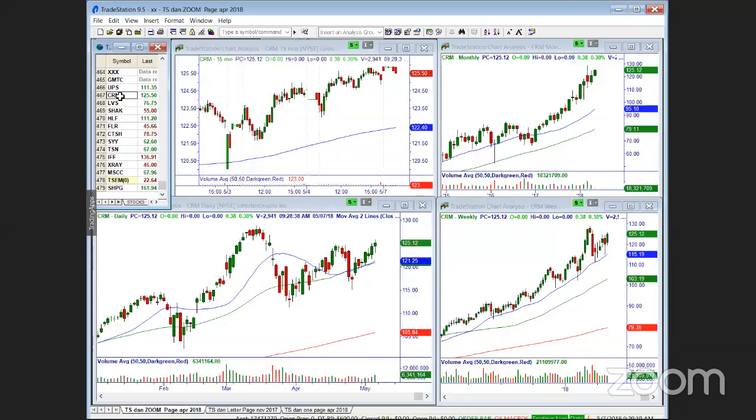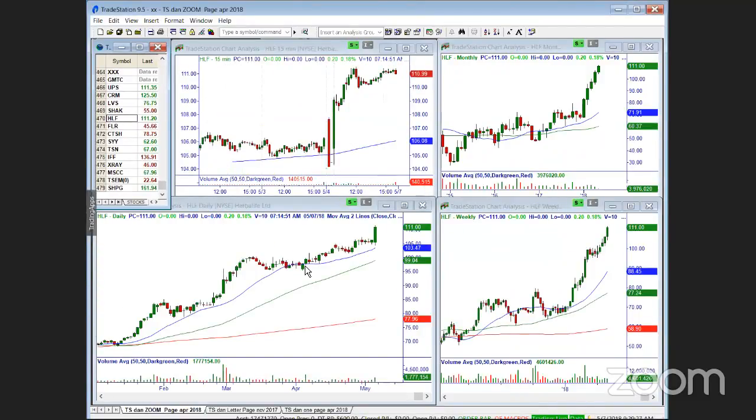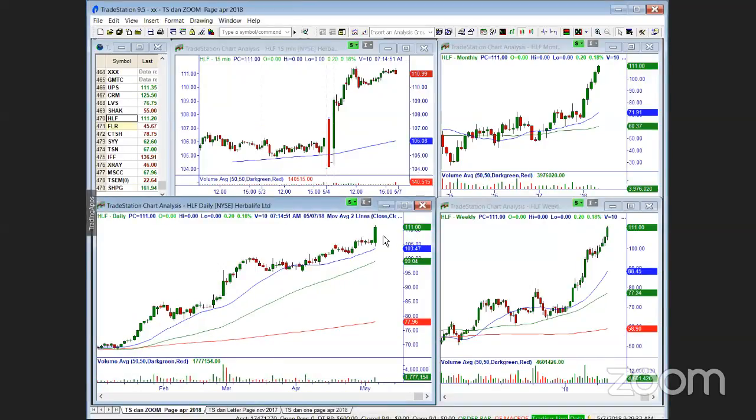CRM, Greg mentioned, relative strength, breaking out. HLF, beautiful breakout close. Look how strong this is. My God, Herbalife. You look back on these charts, here was a no-brainer entry. Look at all three moving averages converging.